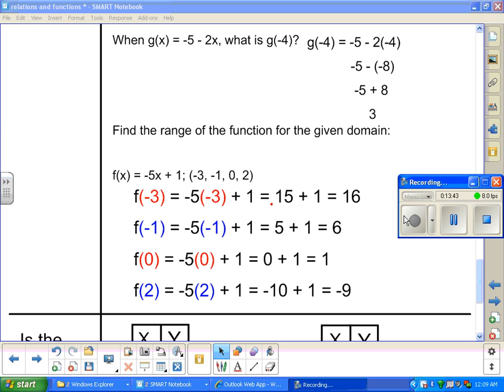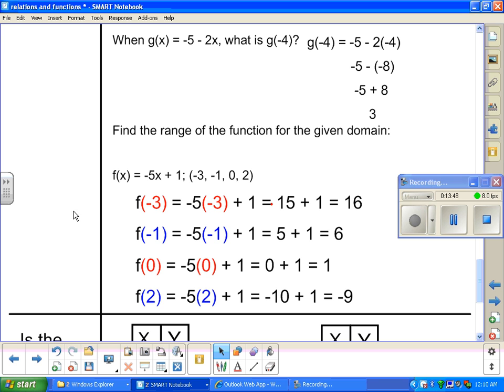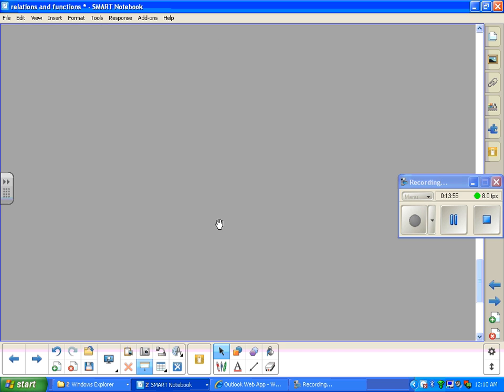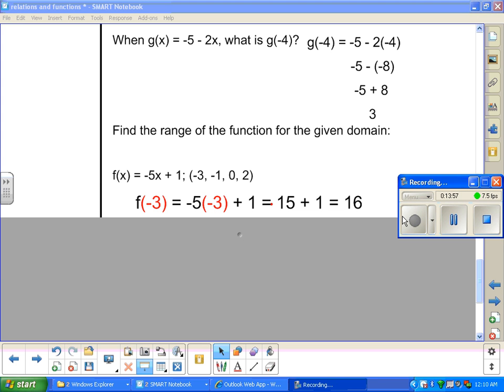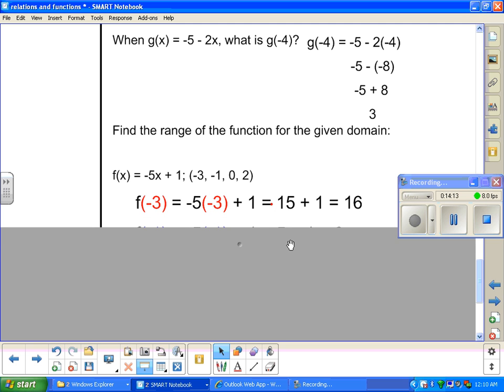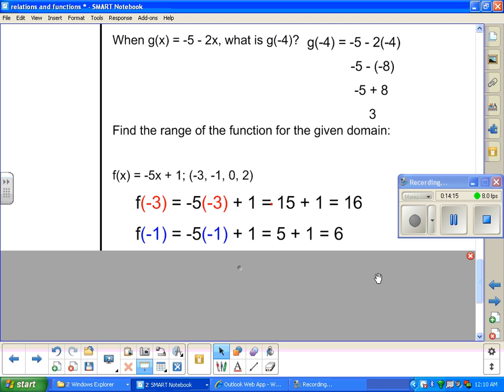Okay, so for find the range of the function for the given domain, I've done it all for you already. I'll talk you through it. What you're going to go ahead and do is you're going to write your first one using negative 3. f of negative 3 equals, instead of negative 5x, it becomes negative 5 times negative 3 plus 1. Order of operations, 15 plus 1, which is 16. Same thing for the next one.